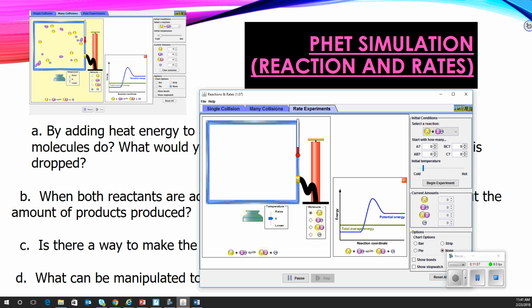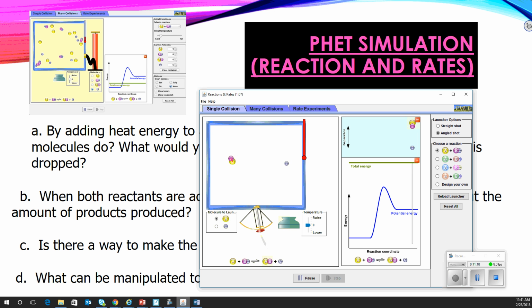Okay, so if we go back to the single one, we can launch things. Maybe I want to redo it. I want to launch this one instead. So you just bring it down and you launch it, and you see what happens. Maybe I want to increase the temperature. Maybe I want to decrease the temperature. Okay, I want to see what's happening here. So this is what's going on.